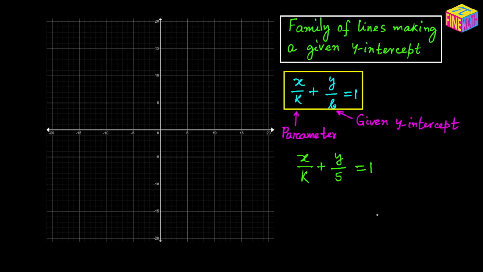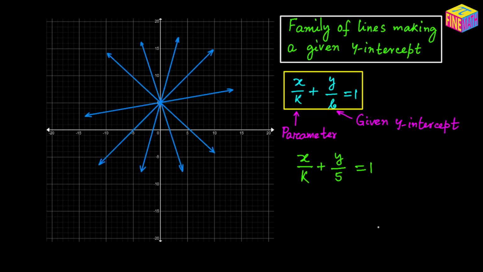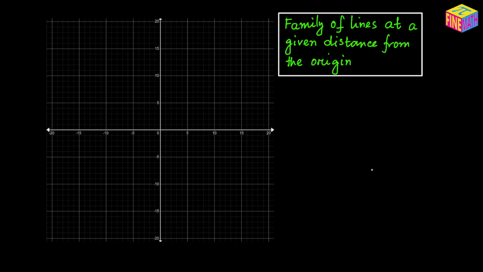Now let me draw a few lines making a y-intercept of positive 5. Here in the diagram, I have drawn a few straight lines which are all making a y-intercept of positive 5. They all are going through the point 0, 5. Next, we are going to see how the equation of a family of straight lines at a given distance from the origin is going to look.